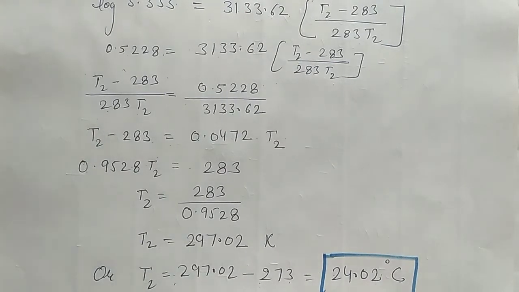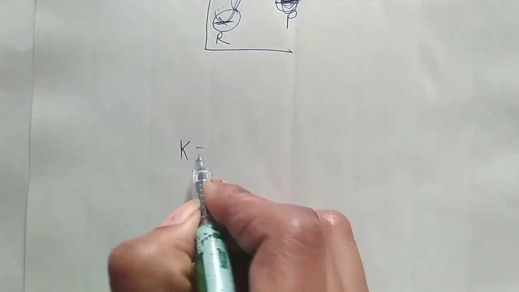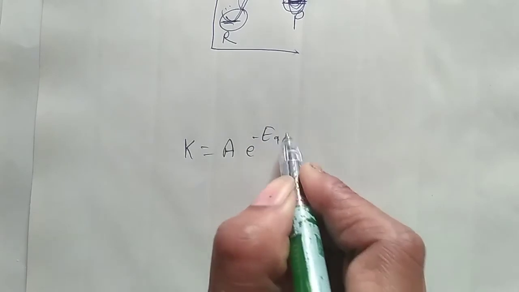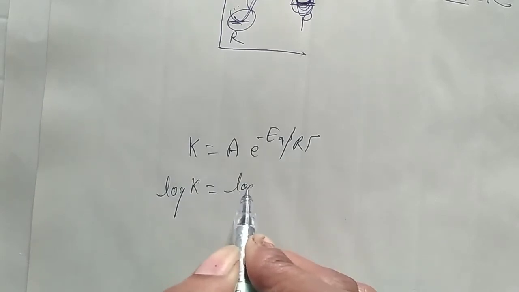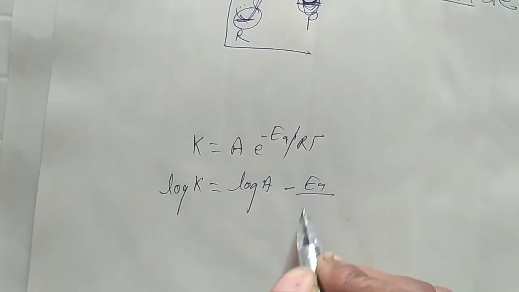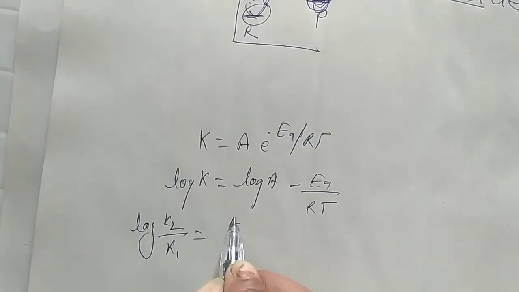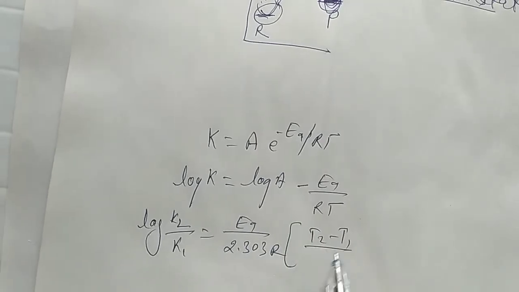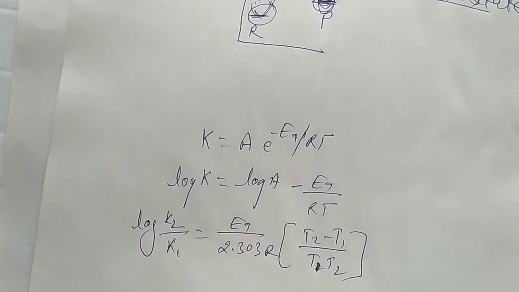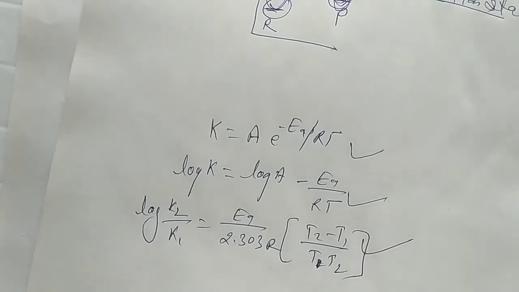Okay, there are three forms of the Arrhenius equation, and three forms are very important to compare. First was K is equal to A exponential to the power minus EA upon RT. Second was log K is equal to log A minus EA upon 2.303 RT. And third one is log K2 upon K1 is equal to EA upon 2.303 R times T2 minus T1 upon T1 T2. Okay, which equation will be taken? It depends upon the values given in the example.